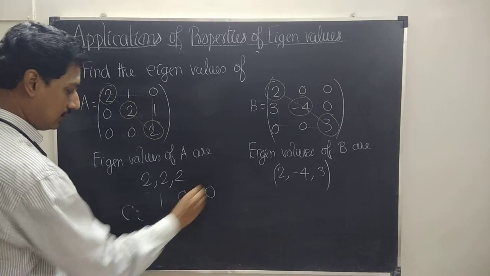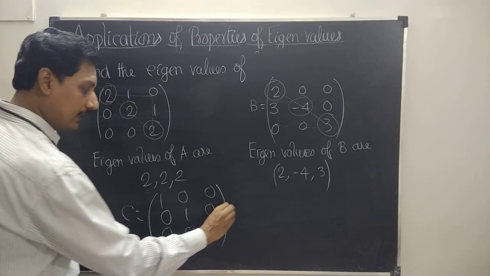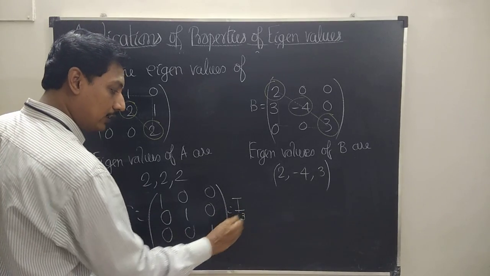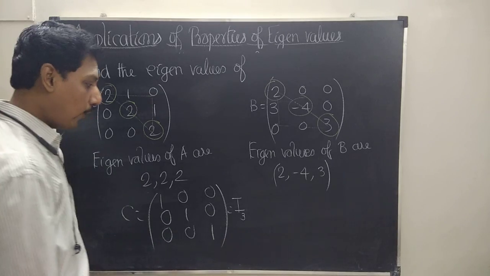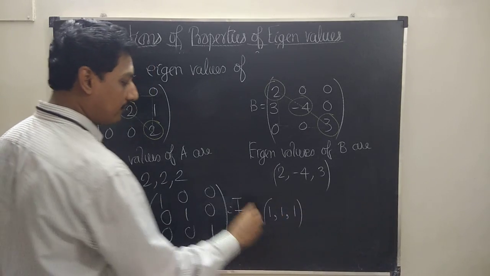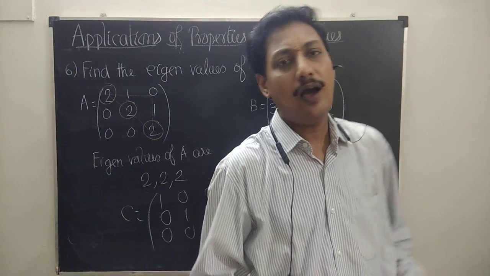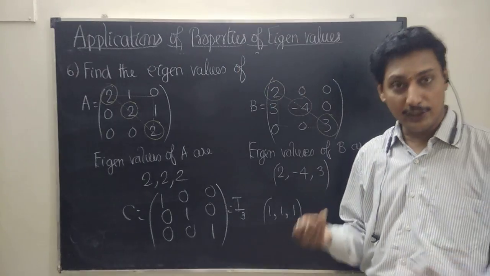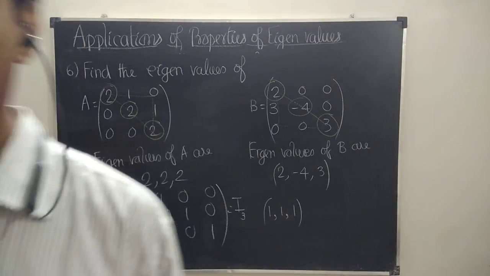C is 1 0 0, 0 1 0, 0 0 1. It is nothing but the identity matrix, or the unit matrix, of 3 cross 3, 3 rows and 3 columns. So what are the eigenvalues of C? It is nothing but unity. This is also one of the properties: the eigenvalues of an identity matrix, or the unit matrix, are nothing but unity. So that is 1, 1, 1. Right?